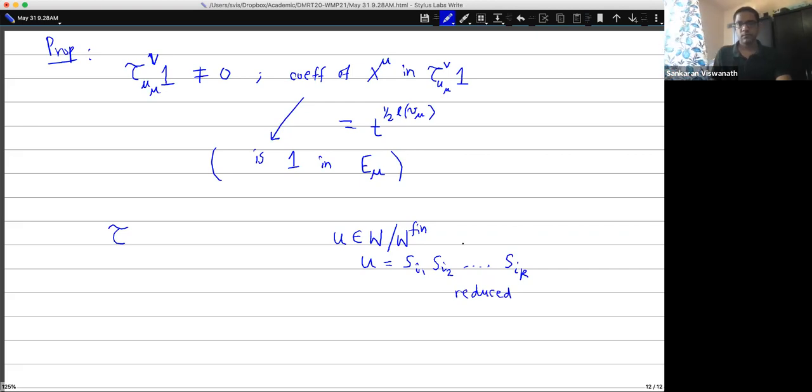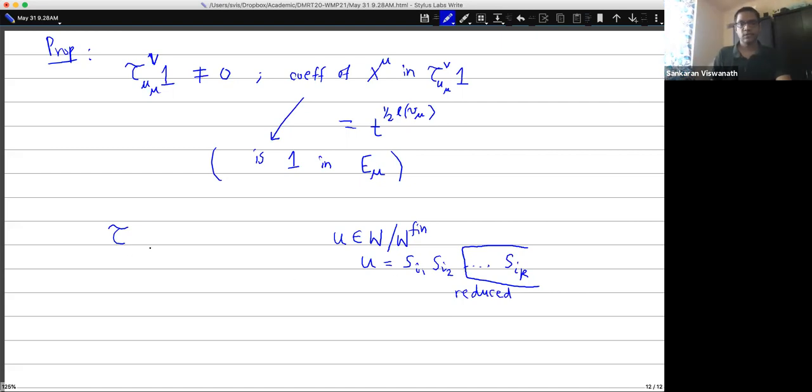Then all these subwords from the right, so if you cut it off at any point, what you get will also be a minimal length left coset representative. So all these right subwords of U will also continue to be minimal length representatives, because if any of them could be somehow shortened, if in their coset you could find something smaller, then the same would apply to U as well.